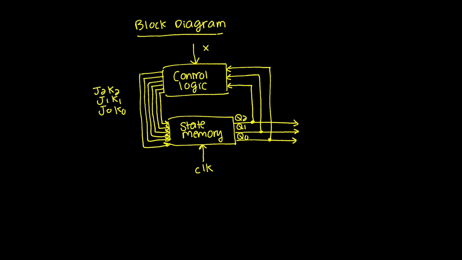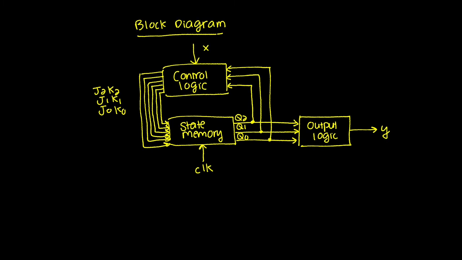I'm going to go back here and draw my output logic. Now, I know that in this case, my output logic is so simple. It's literally just a wire from Q2 to the output. But I'm going to put the block in there anyway. I'm going to output my Y. And this is a block diagram.